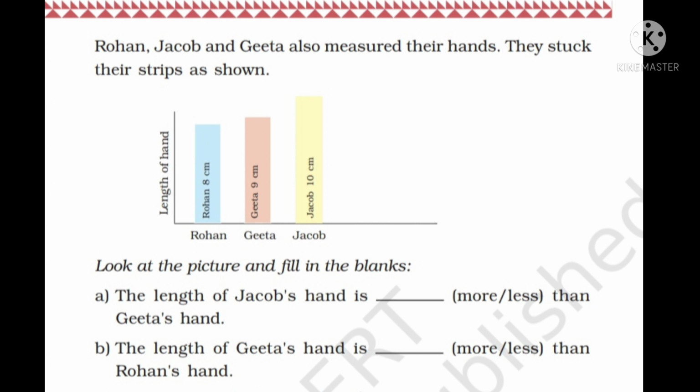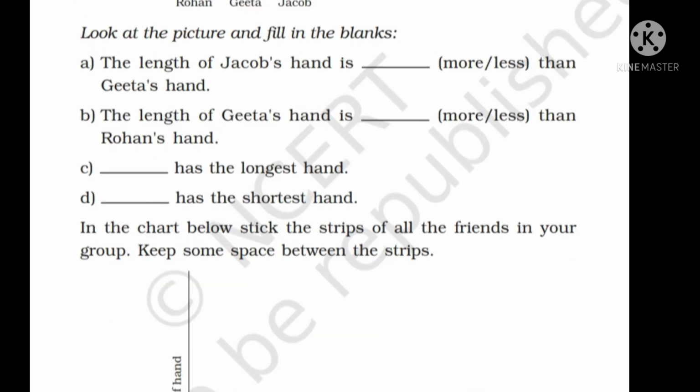Look at the picture and fill in the blanks. The length of Jacob's hand is dash than Geeta's hand. More than. Yes, Jacob's hand is 10 centimeter, so it is more than Geeta's hand, which is only 9 centimeter. The length of Geeta's hand is dash than Rohan's hand. More than. Yes, Geeta's hand is 9 centimeter long and Rohan's is 8 centimeter, so Geeta's hand is longer than Rohan's. Dash has the longest hand. Jacob. Jacob's hand is 10 centimeter long, so he has the longest hand. And dash has the shortest hand. Rohan.